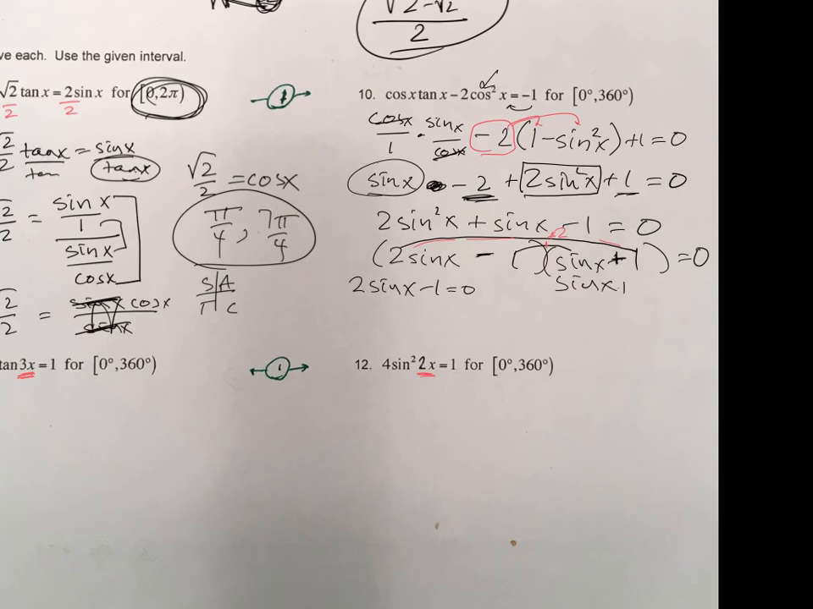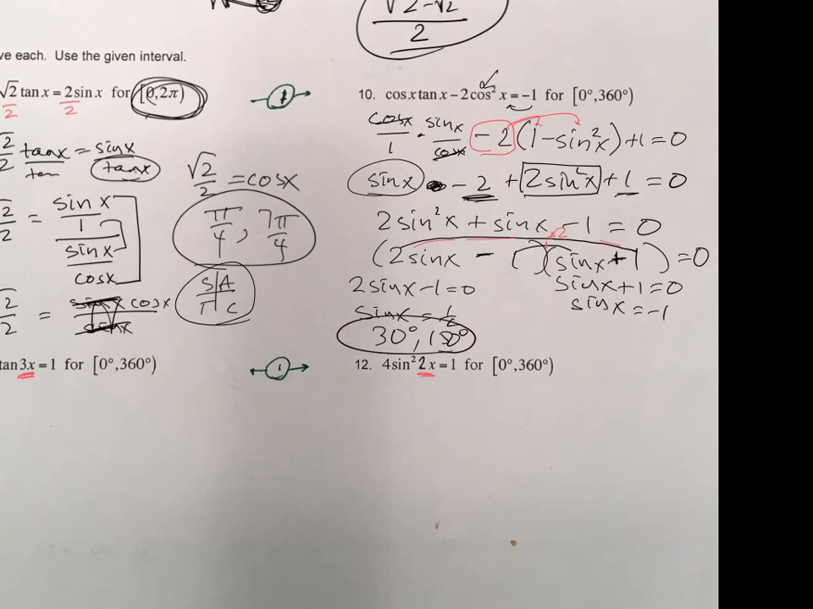And the sine of x plus 1 equals 0. So the sine of x equals negative 1, and the sine of x equals 1/2. This one's in degrees for one rotation. Sine is positive in the first and second quadrant, so that's 30 degrees, and 180 minus 30, so that's 150.